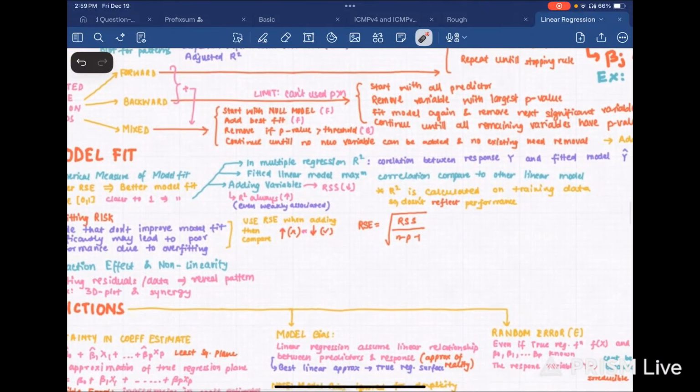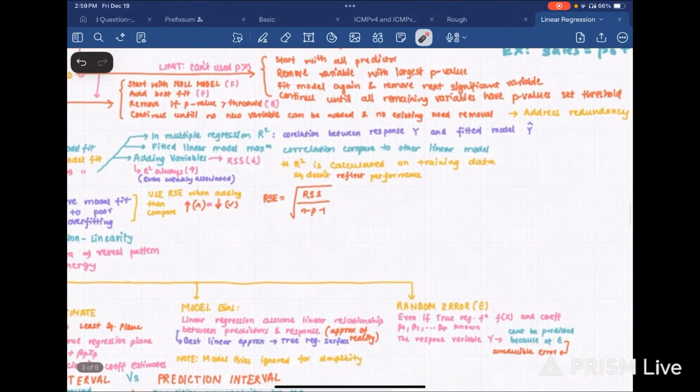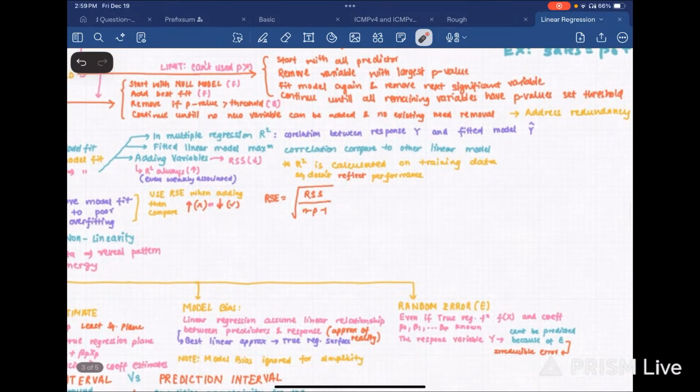So RSE is nothing but the square root of RSS divided by n minus p minus 1. The correlation between the response y and the fitted model y cap, in multiple linear regression, we get as R square. This is one of the most important parts: R square is calculated on training data.